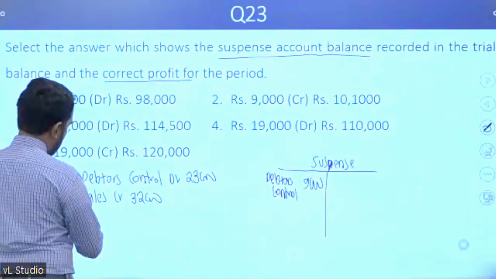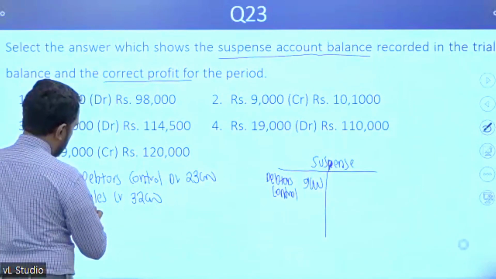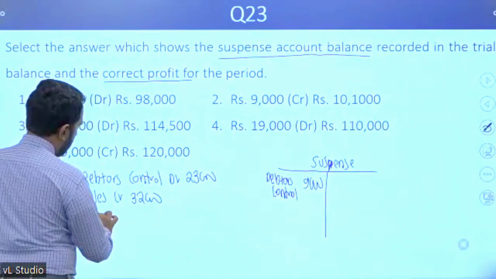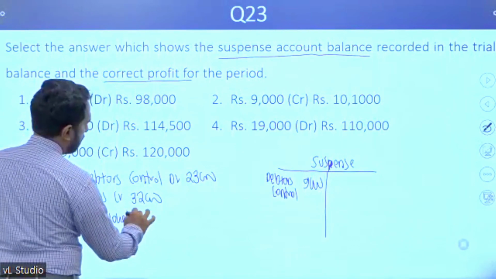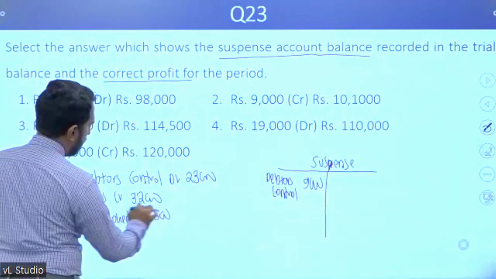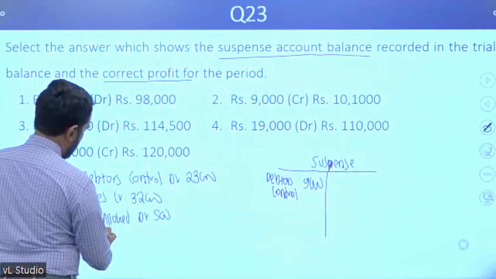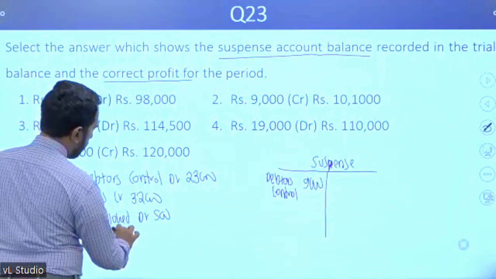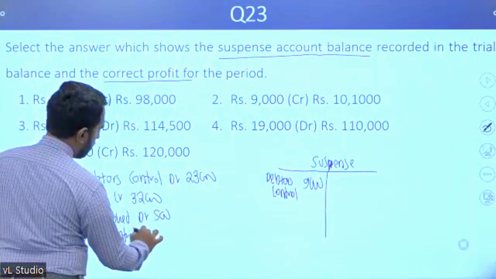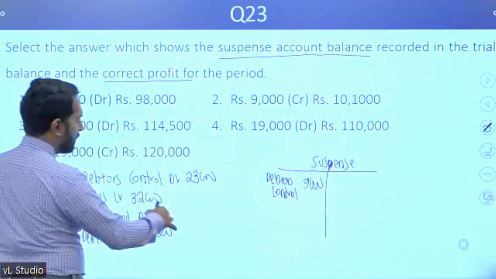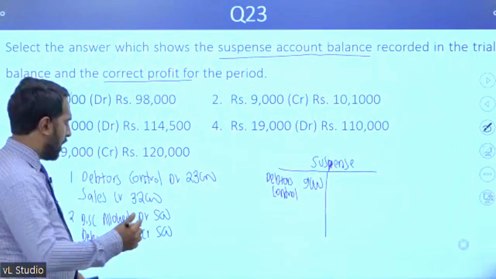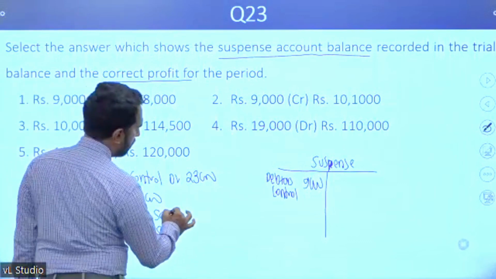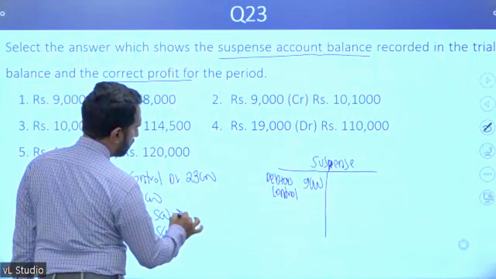In the second scenario, they will be passing the double entry: discount allowed expense debited 500 and debtors control credited 500. This is the entry they are passing. They should have passed this as 5,000.